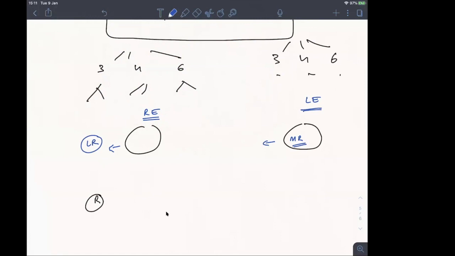Correct? Is this clear? So this is the nose. The left eye, the medial rectus will act to look towards the right. And for the right eye, you are looking away from the nose. So it is a lateral movement. So it is an abduction.